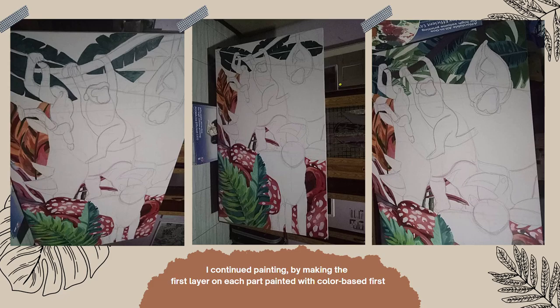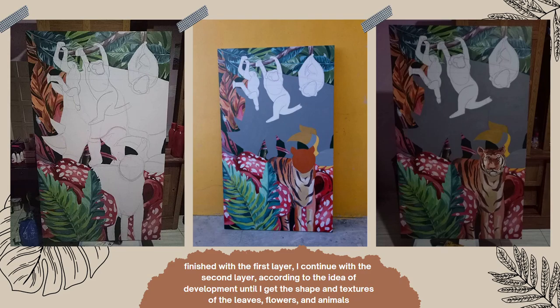And then for the next step, I continue this painting by making the first layer for each part on this painting, which is for the first base color. As we can see here, I color the banana leaf part. And then after I finish with the first layer, I continue with the second layer according to the idea development until I get the shapes and texture and the color that I am satisfied with. As we can see here, I have made the detailing on the banana leaf and also for the background.